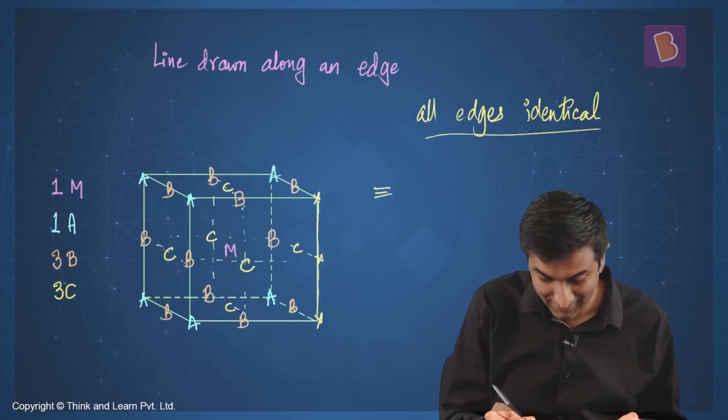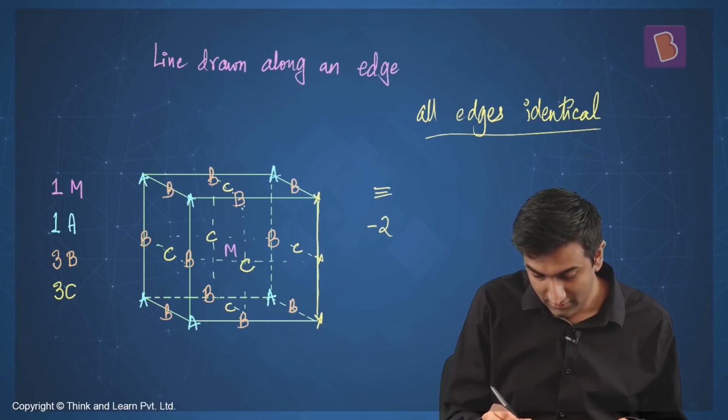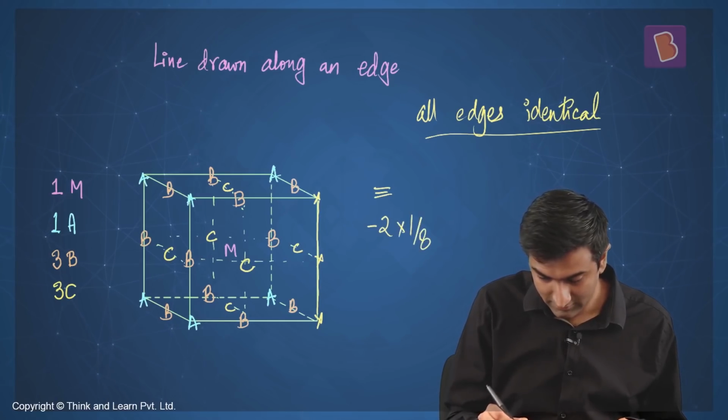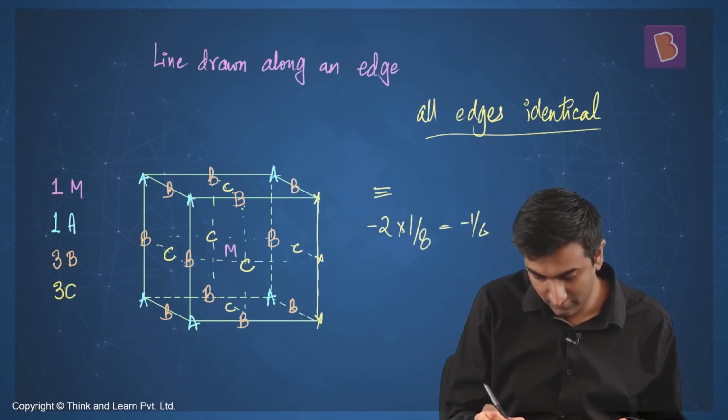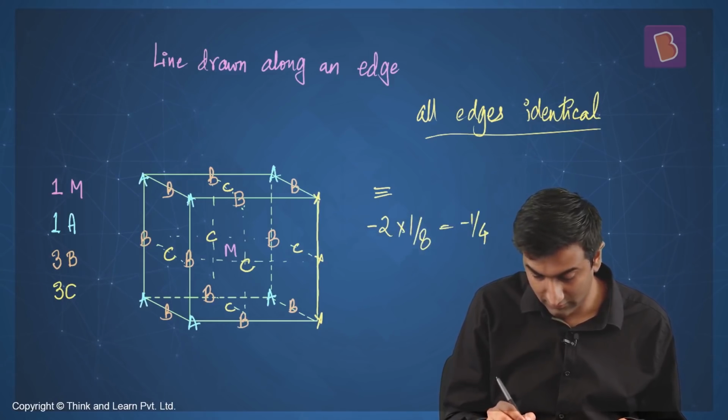Triple equal to for some reason. Okay, minus 2A. Each of this has a contribution of 1/8, right? So this is minus 1 by 4. Wow, this is going to look messy, right? Oh God. Okay, let's see.